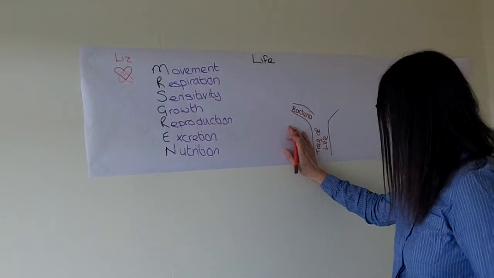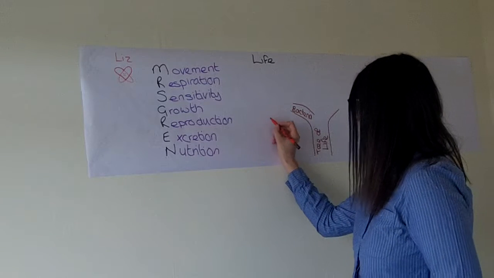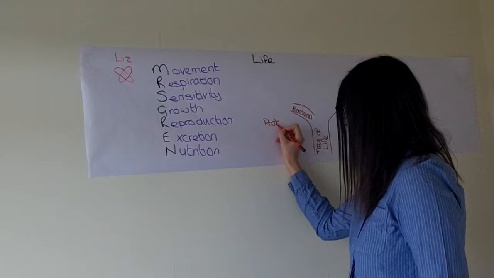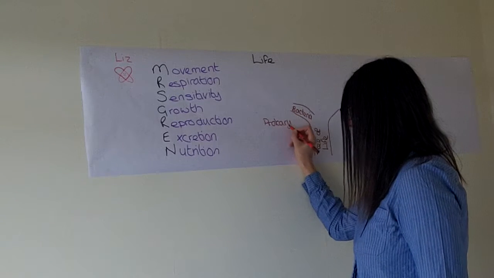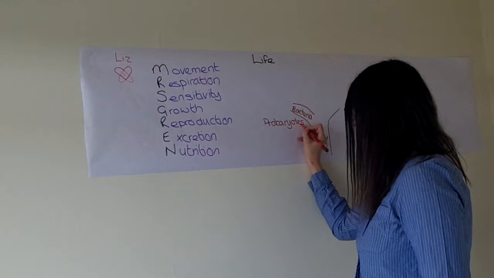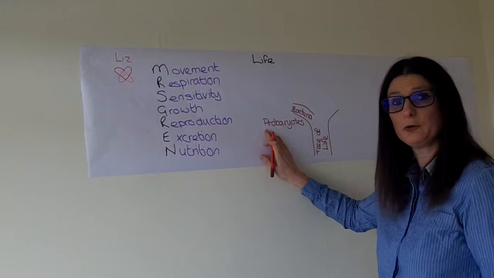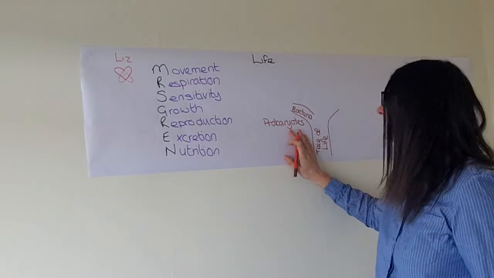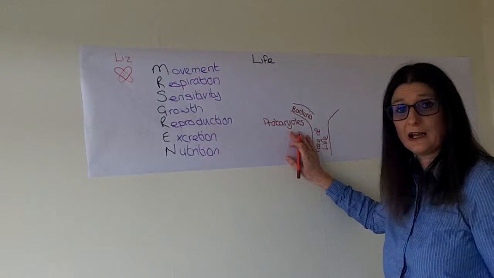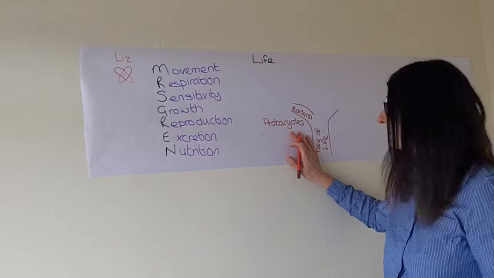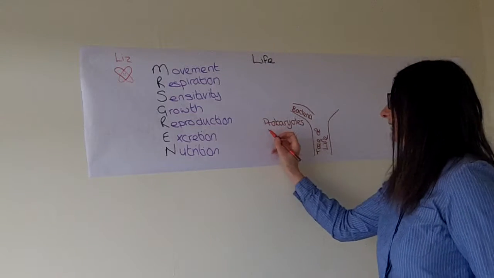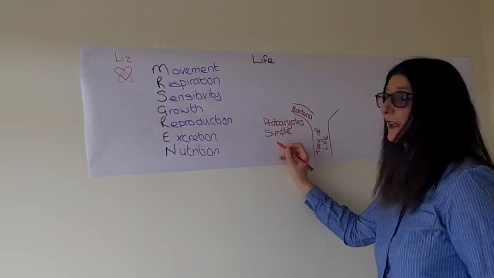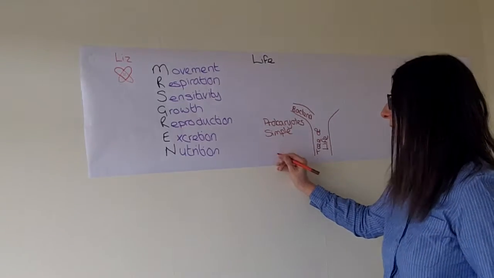So the technical word for bacteria is prokaryotes. And this means pro, before, and karyote refers to the nucleus. So these don't have a true nucleus in the way that other cells have, and so they're simple and they reproduce really quickly.